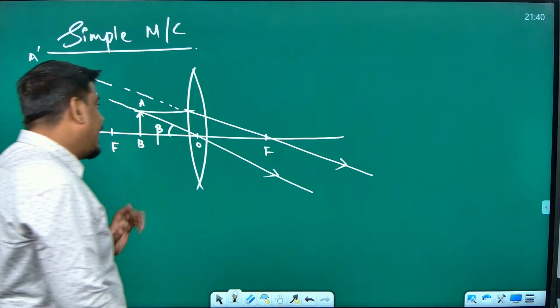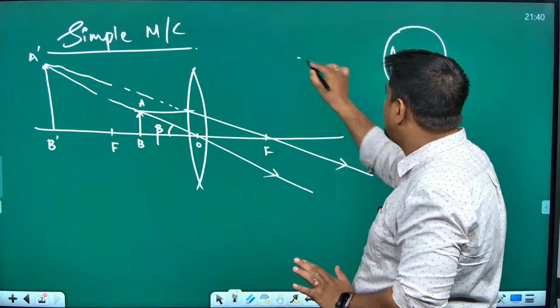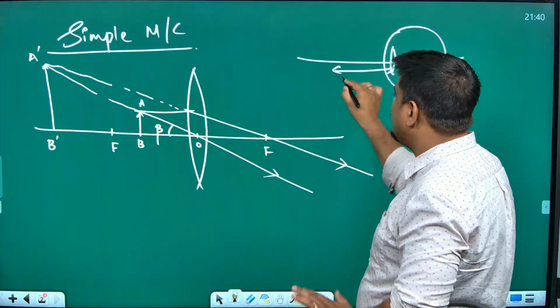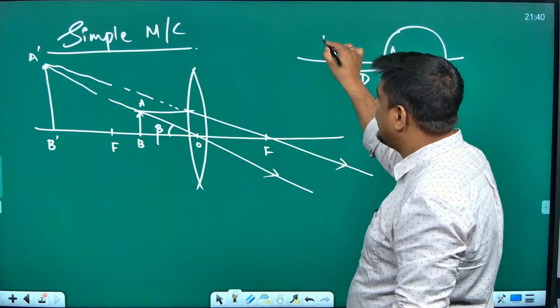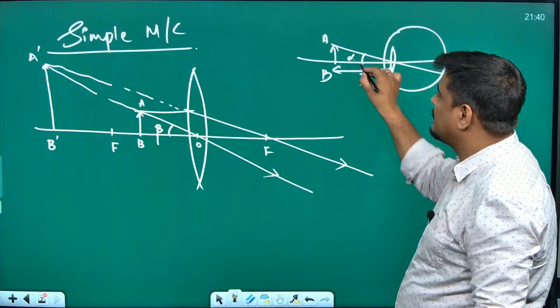What is alpha? Alpha is a theoretical value. You have to imagine that there is an eye and an object kept at a distance of D. The same object AB will form an image, and this angle will be called alpha.